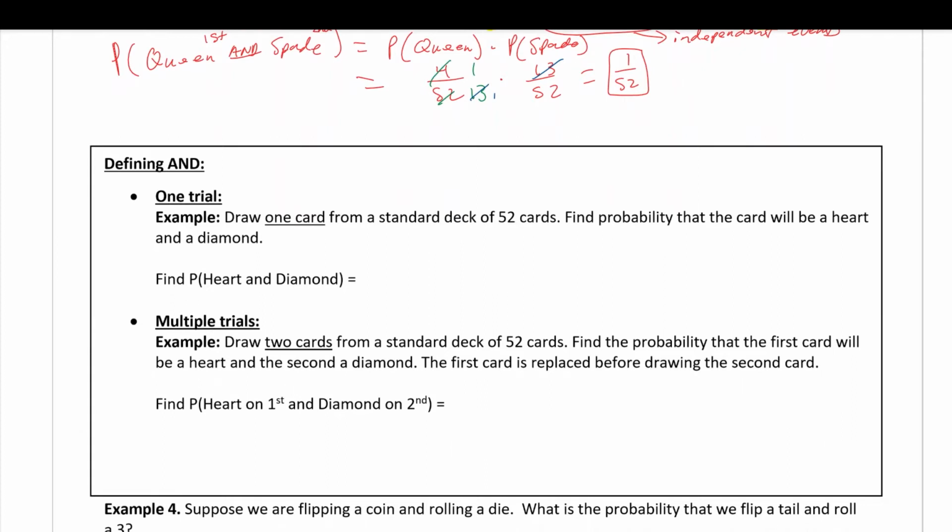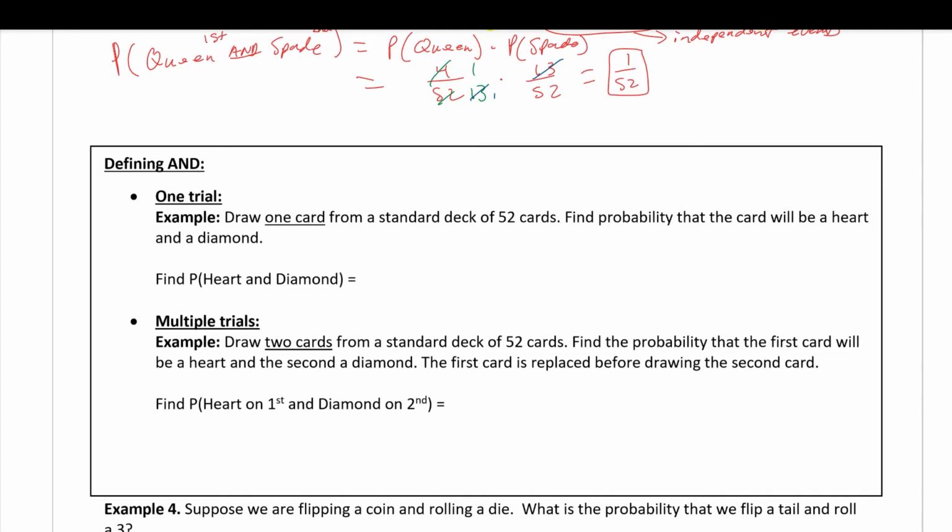All right, so I do want to specifically define the word "and." When we talk about the probability of this event and this event happening, it could be in terms of a single trial, the intersection of these two sets, or it could be in succession, the probability that this happens and then this happens. So let's do an example to show you the distinction, because we're going to essentially say the same thing, but it's a little different in each case.